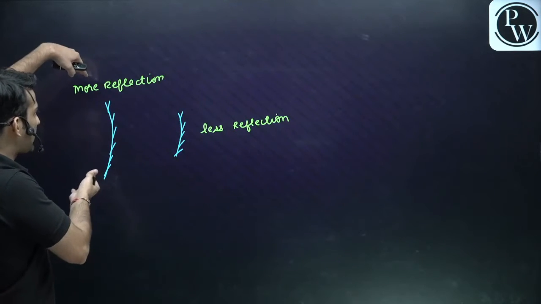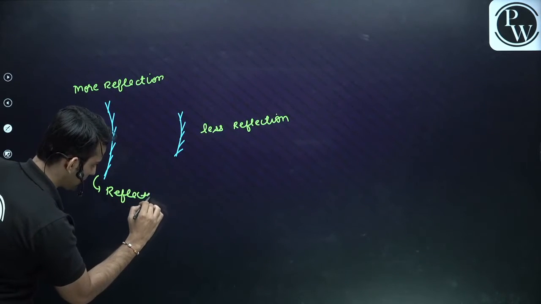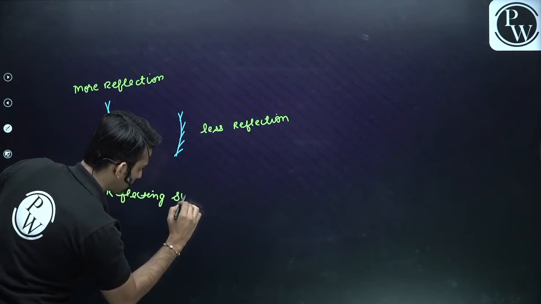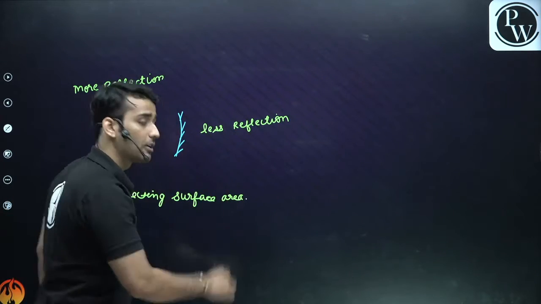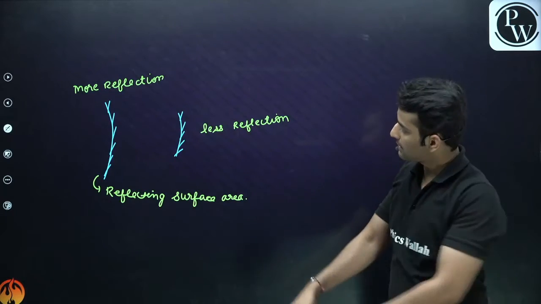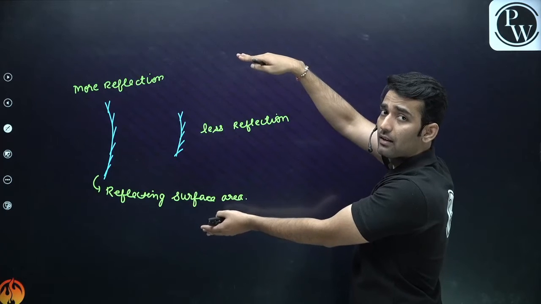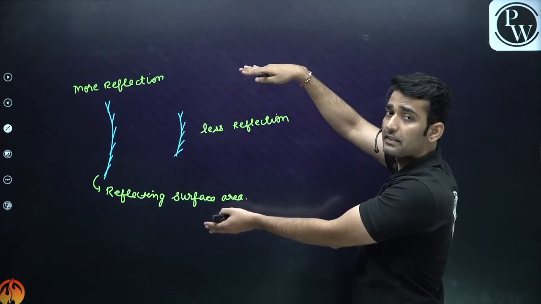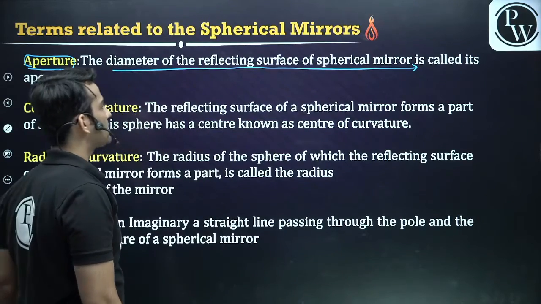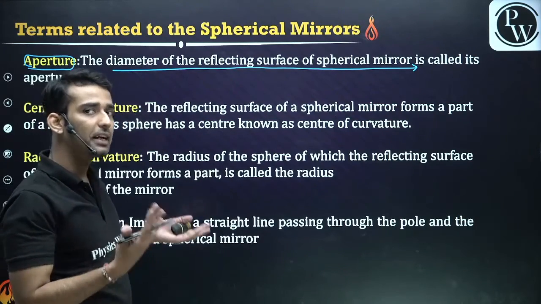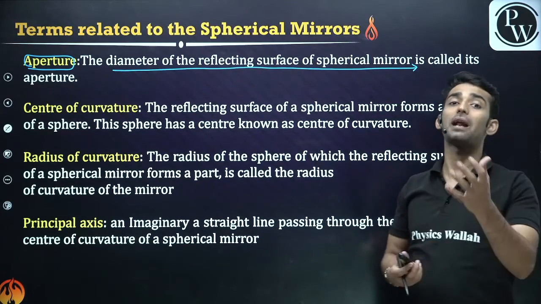Aperture means the reflecting surface area. This is known as aperture. How much is the effective diameter of this surface, the effective area of this surface? Clear? This is how we define the aperture. Okay guys, so more aperture means more light rays will be gathered. More light rays gathered means the image will be more bright, more clear.